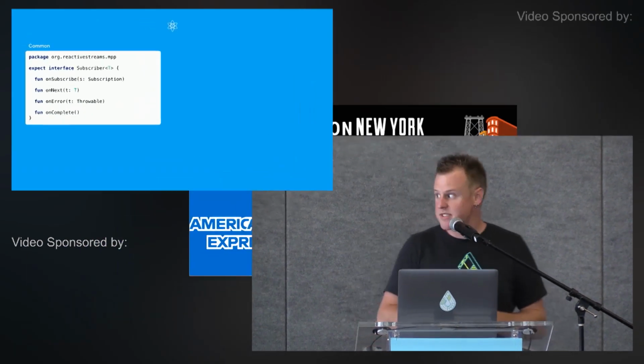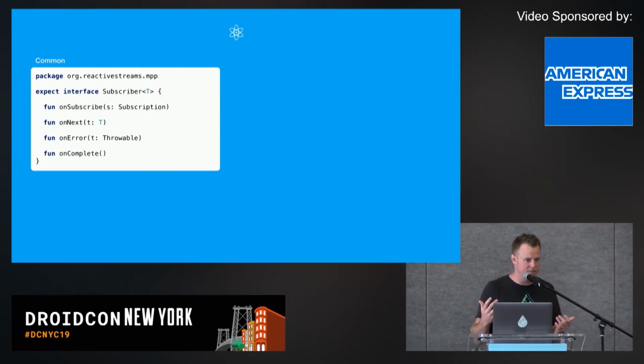So what does that look like? Here's an example. This is the subscriber interface from reactive streams. Like I said, super simple. And I think this is actually the most complex interface in reactive streams.